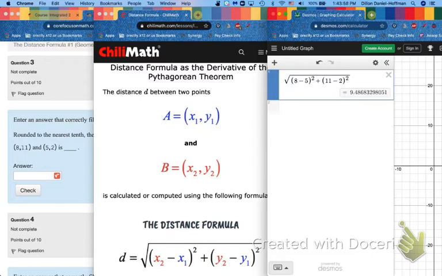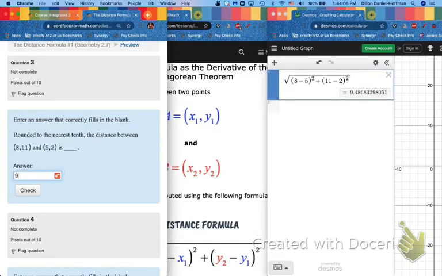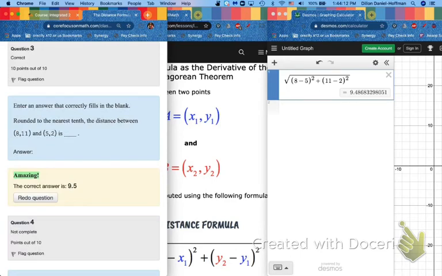And now I see that my answer is 9.48. I ignore everything else after the 8. 8 makes that round up to 9.5. As with any of these assignments, the bulk is the explanation at the beginning. Now we have built our system, and we just follow the formula.